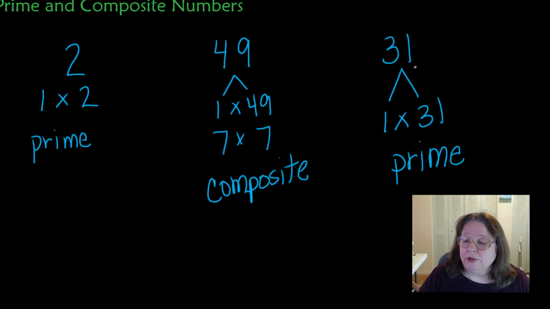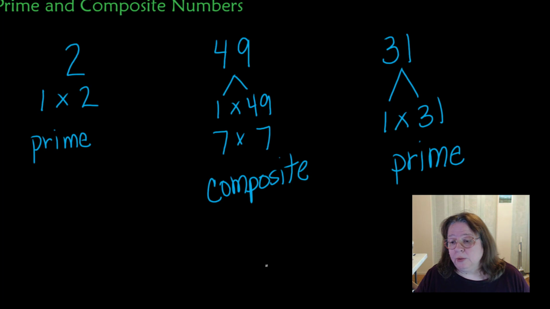There are no factors for 31 besides 1 and 31. So prime numbers have factors of 1 and itself. Composite numbers can be broken up into other factors besides 1 and itself. I hope that was helpful.